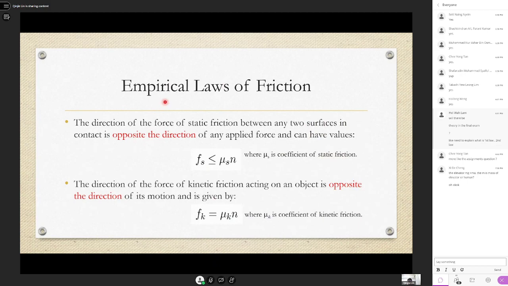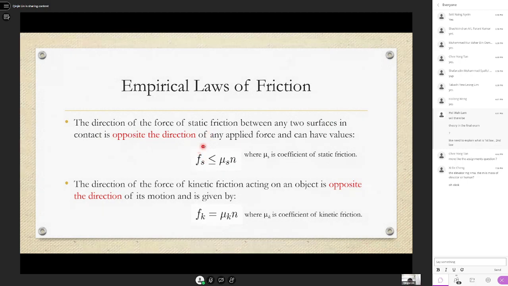Empirical laws of friction. This is just a formula for friction. Whenever we are dealing with friction, we'll be using these formulas. The direction of the force of static friction between any two surfaces in contact is opposite the direction of any applied force, and it can have values given by this. So two things. One thing is friction always acts in the opposite direction of motion. If you try to push a box to the right, friction will act to the left, because it's the opposite direction. It's always trying to retard your movement, trying to slow it down.